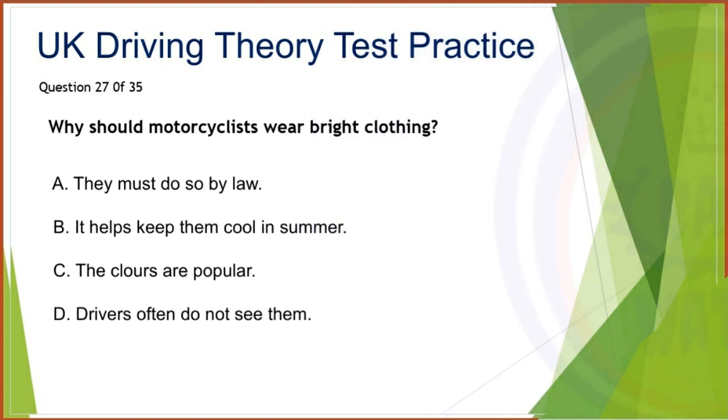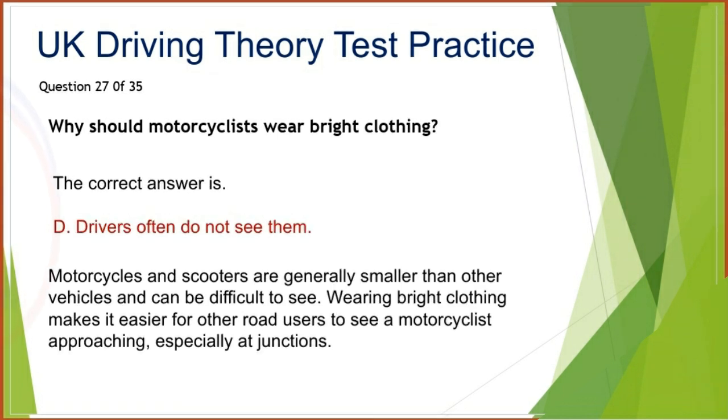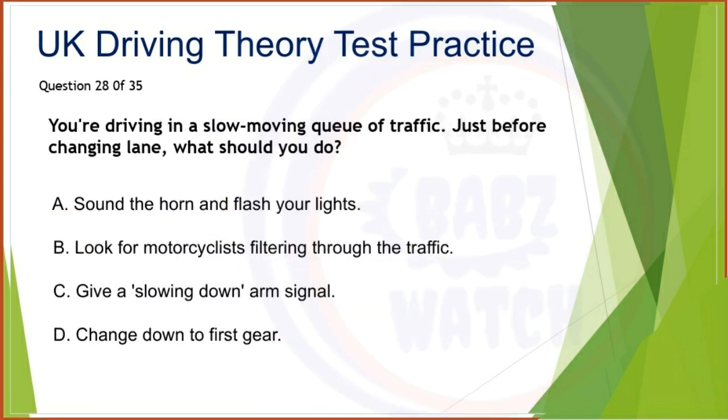The colors are popular. D. Drivers often do not see them. The correct answer is D. Motorcycles and scooters are generally smaller than other vehicles and can be difficult to see. Wearing bright clothing makes it easier for other road users to see a motorcyclist approaching, especially at junctions.